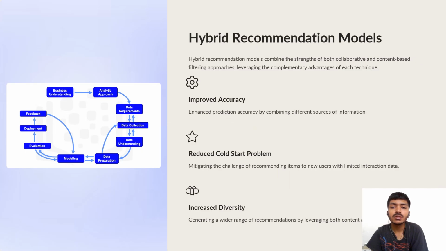Hybrid recommendation systems. Hybrid recommendation models combine the strengths of both collaborative and content-based filtering approaches, leveraging the complementary advantages of both techniques. This helps in improving accuracy, enhancing prediction accuracy by combining different sources of information; reducing the cold start problem, mitigating the challenge of recommending items to new users with limited interaction data; and third, increased diversity, generating a wider range of recommendations by leveraging both content-based and collaborative filtering approaches.